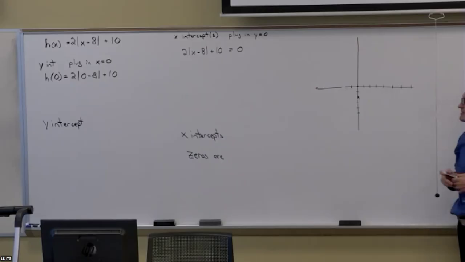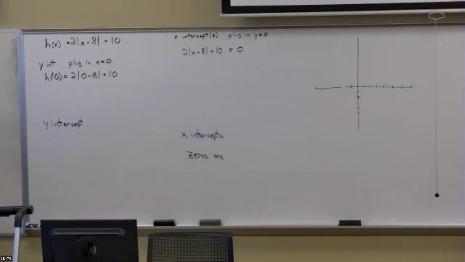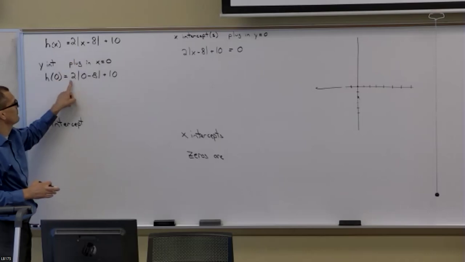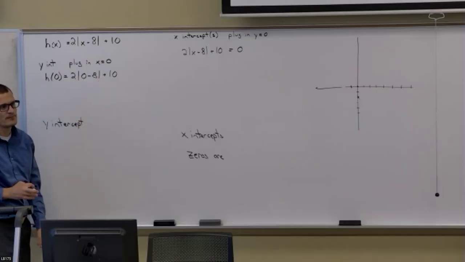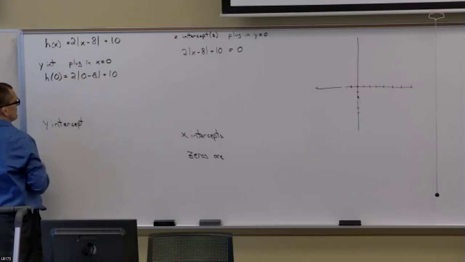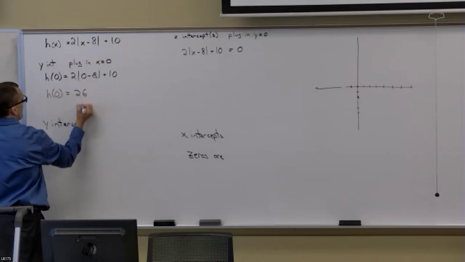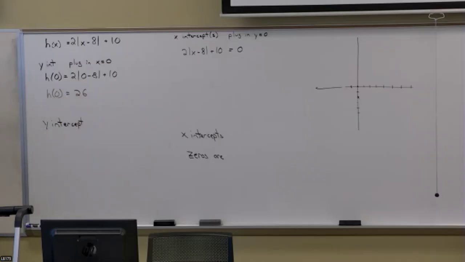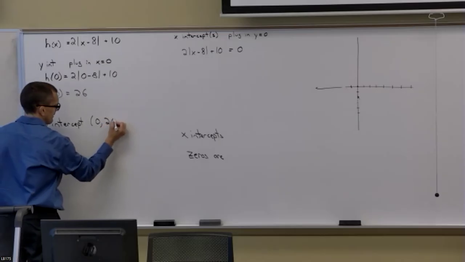All right, so let's go through this. If I'm finding the y-intercept, I'm plugging in 0 for x. So this x gets replaced with a 0. I end up with 2 times the absolute value of 0 minus 8, and then plus 10. When you calculate that, you end up getting 16 plus 10, which is 26. Is that right? So the y-intercept is 0, comma, 26.